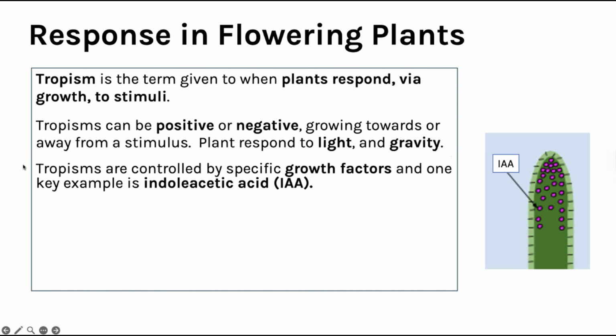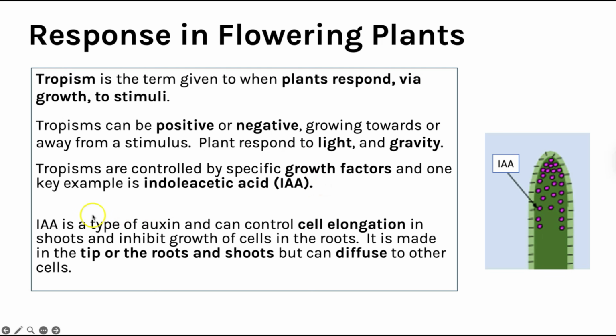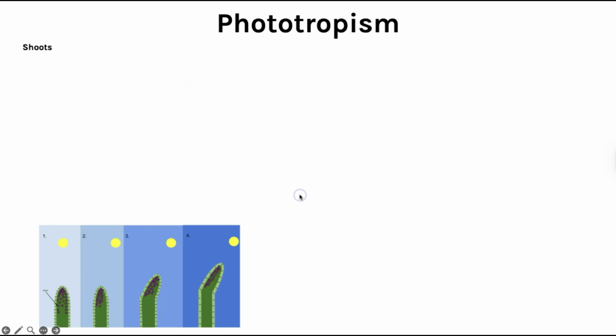Tropisms are controlled by specific growth factors, and the one example you learn about is indole acetic acid, or IAA, and you can abbreviate to that in the exam. An IAA is a type of auxin, and therefore it can control cell elongation in the shoots and inhibit the growth of cells in the roots. It's made in the tip of the root and the shoot, but then it diffuses to other cells within the shoot and the root.